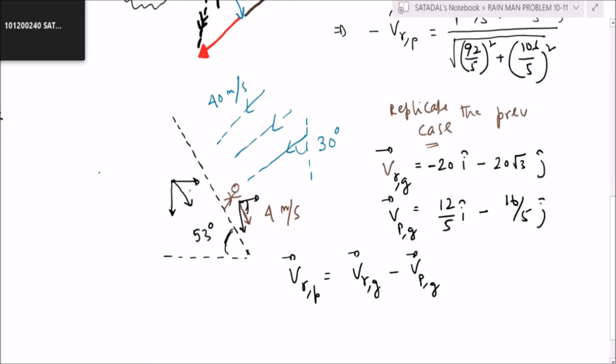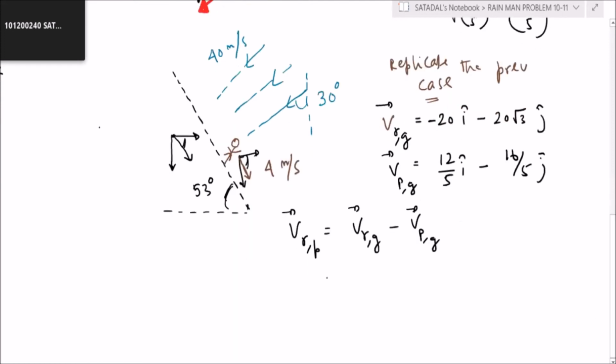Alternating angles, na? Yes, sir. Now, the velocity of rain with respect to ground is how much? We got minus 20 I cap, minus 20 root 3 j cap. Okay. Final minus of this is 12 by 5 I cap minus 16 by 5 j cap.